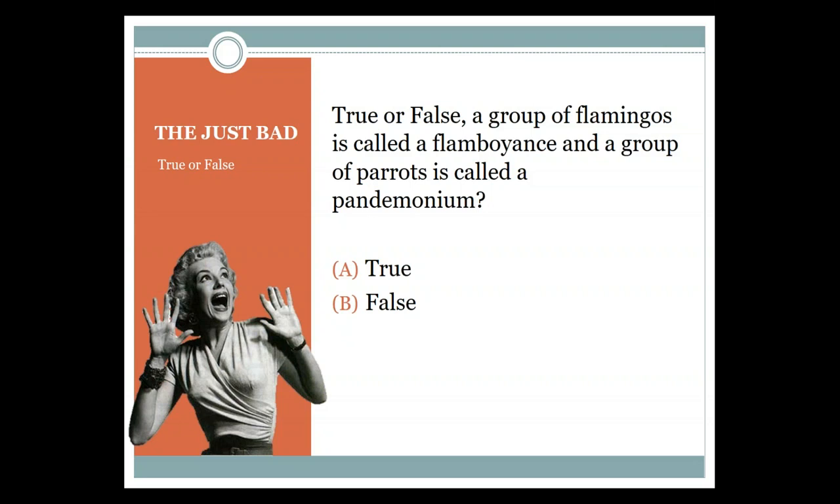True or false? We obviously don't use true or false because we need 4 options, and true or false only gives us 2. What we can write are true statements, if you wanted to say which of the following is true about a colony of flamingos or something along those lines. But this one is true. A group of flamingos is called a flamboyance, and a group of parrots is a pandemonium.